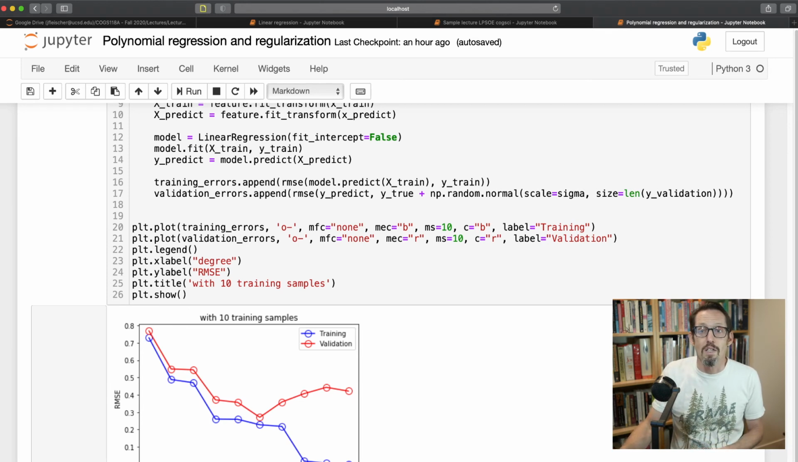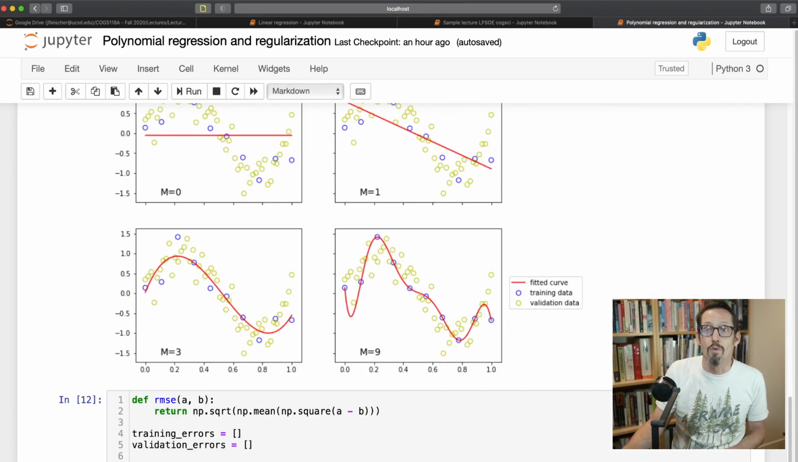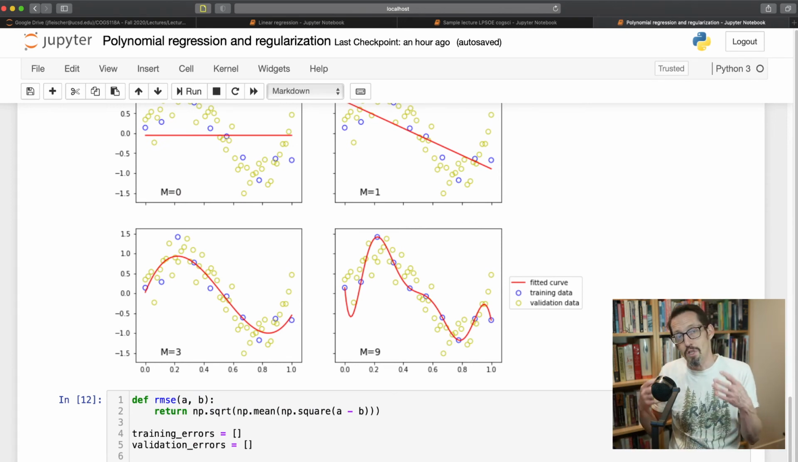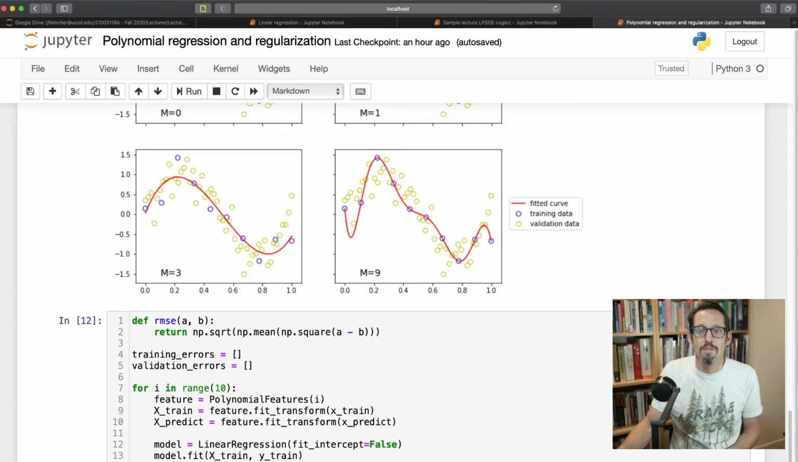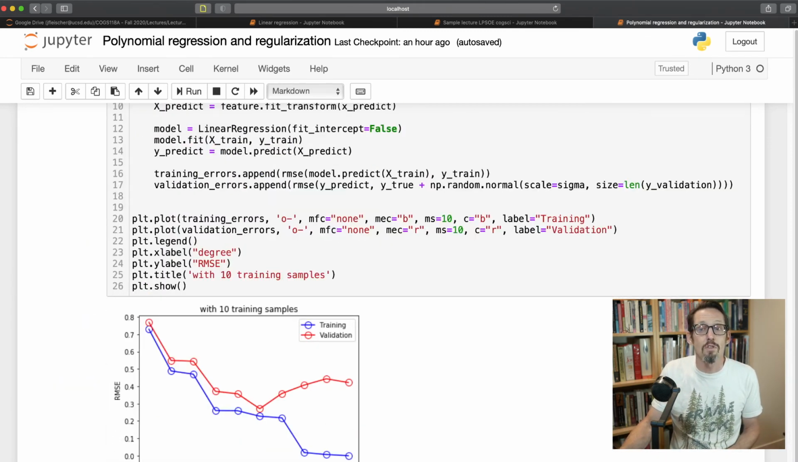So we get more and more goodness of fit on the validation set as we get a more complex curve, but at a certain point, the complexity is enabling us to overfit to the noise in the training set and be too good at the training set data, which is just a random draw anyway. Okay, so that's what this curve shows you.